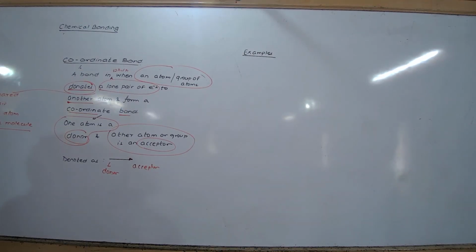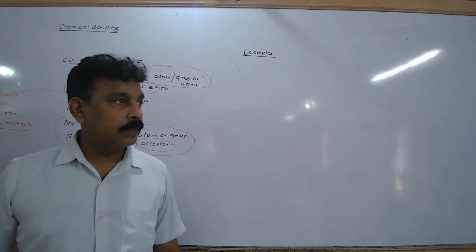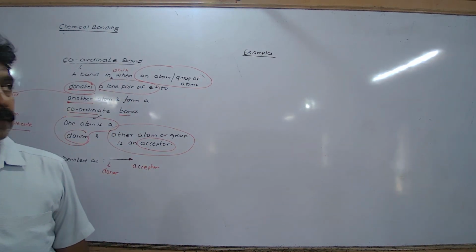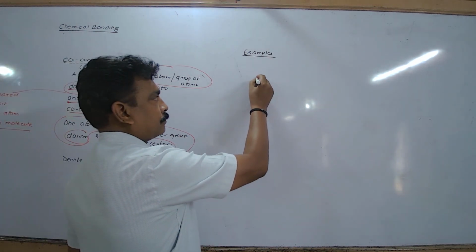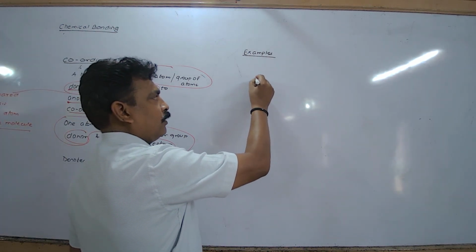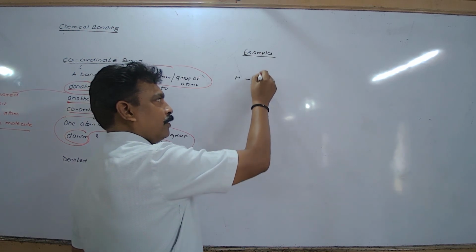Likewise, there are some entities which only donate. Okay? Let us take an example over here. Okay? This nitrogen has got, for example, 3 covalently bonded hydrogens.